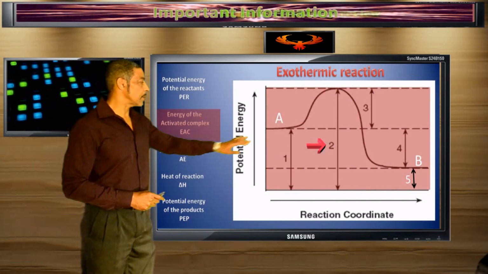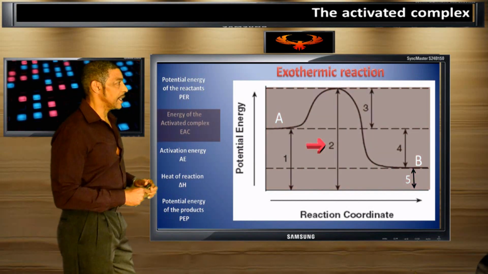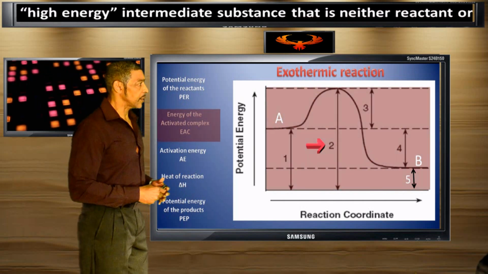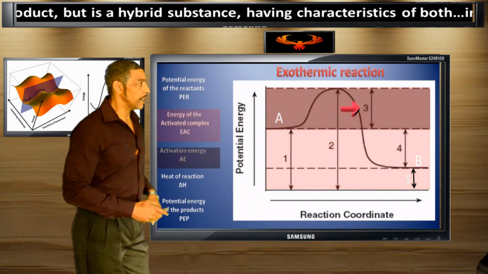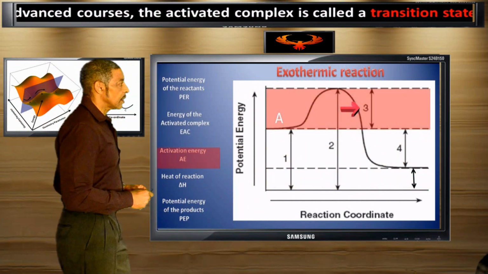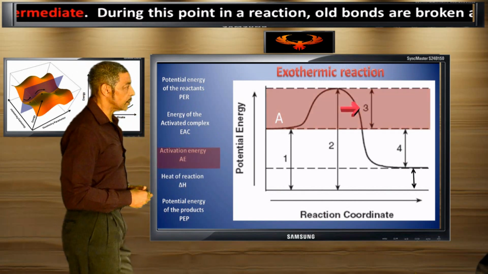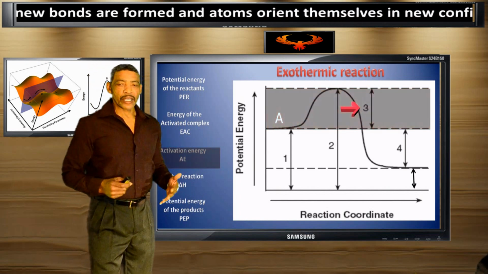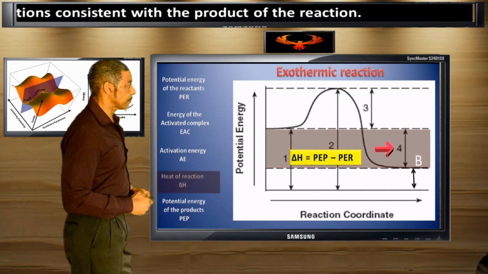Region number two, the energy of the activated complex, or the EAC. This represents the total amount of potential energy contained in the entire reaction, including the activation energies. Number three, the activation energy. This is the total amount of energy required to initiate a reaction. For example, striking a match to light a burner is an example of activation energy.